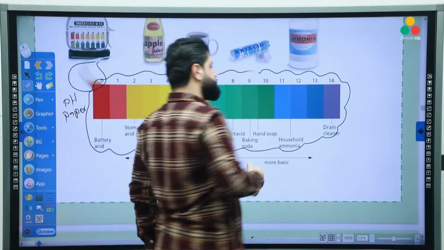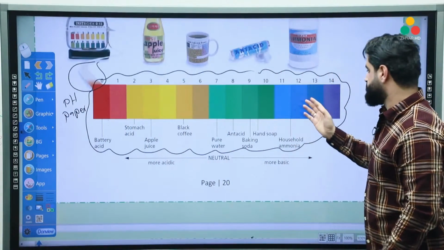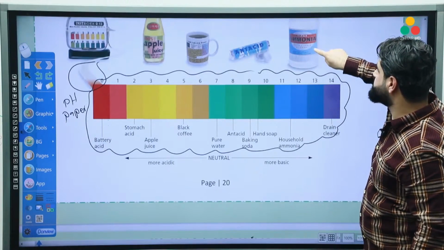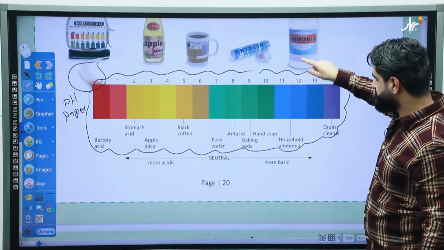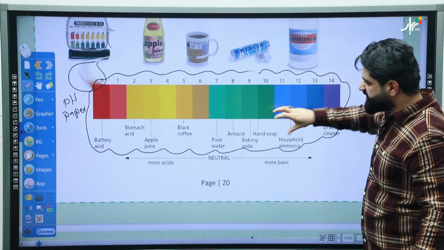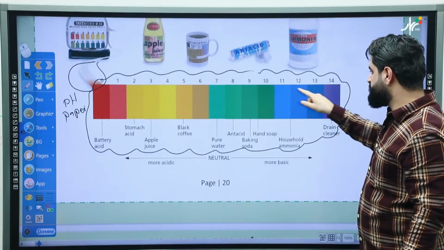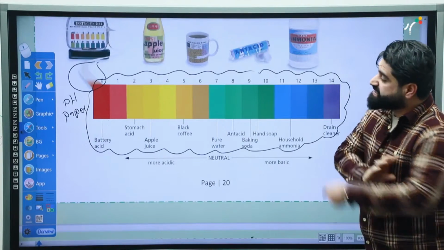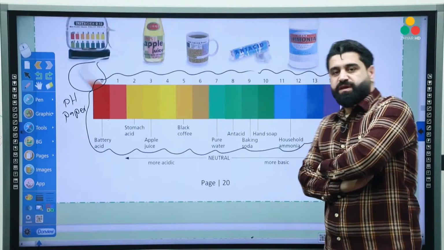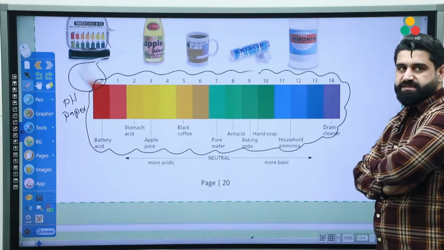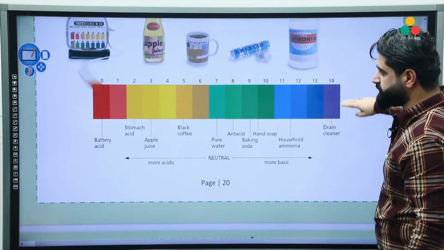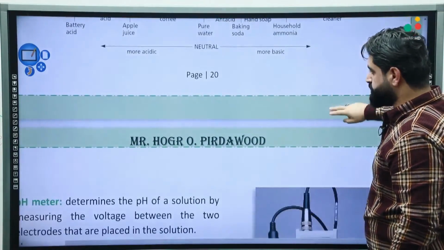Suppose that you just obtained a blue color and you are confused about which one matches your color. For example, this color. Which one matches this color? You don't know, so you will select an approximate value, between 11 and 12. That's why I said determination of pH value using indicators is an approximate way. It's not an efficient, accurate, precise way.